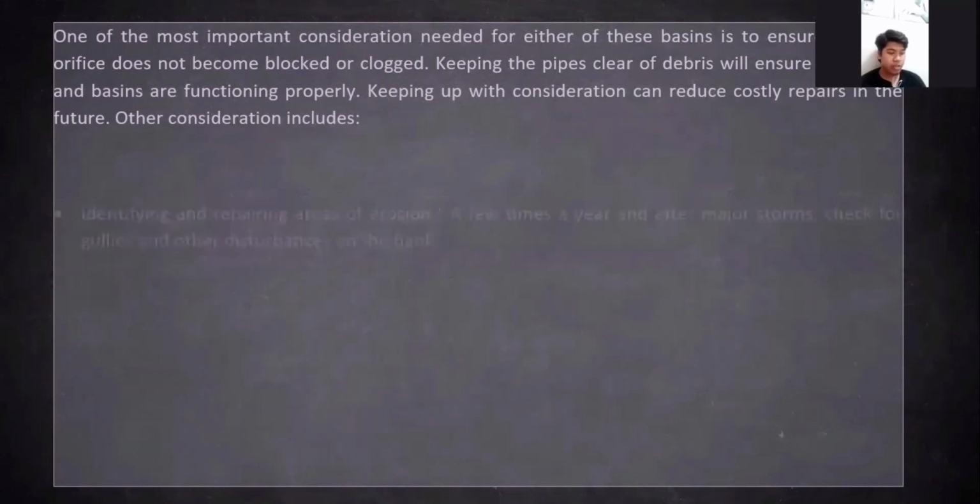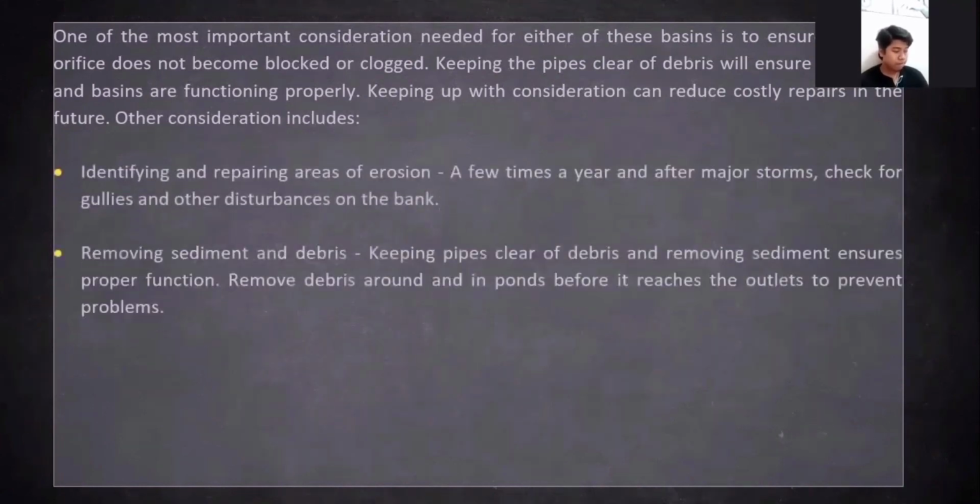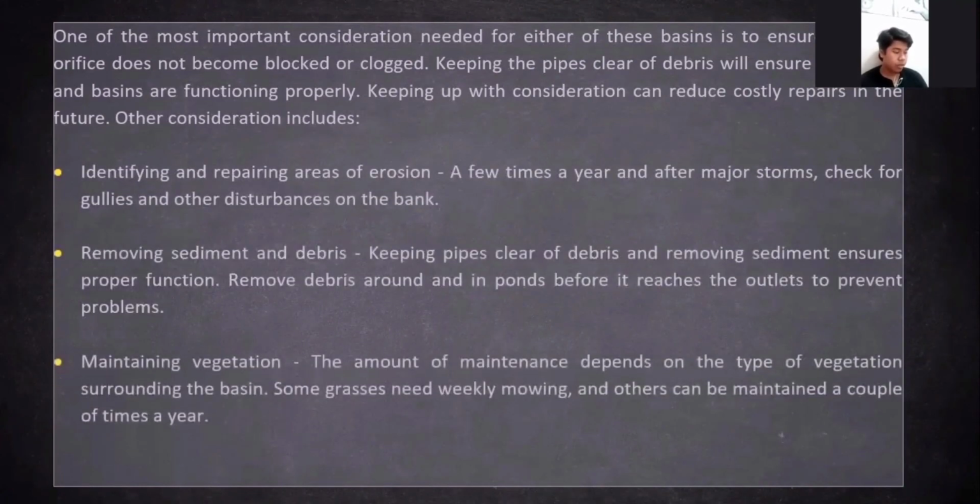Other considerations include: first, identifying and repairing areas of erosion. A few times a year and after major storms, check for gullies and other disturbances on the bank. Second, removing sediment and debris. Keeping pipes clear of debris and removing sediments ensures proper function. Remove debris around the ponds before it reaches the outlets to prevent problems.